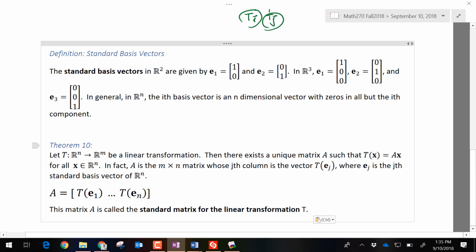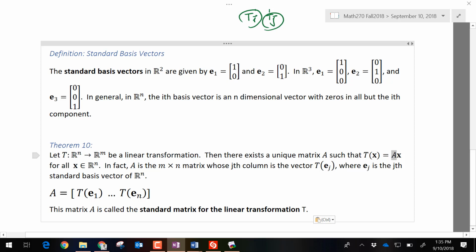So if you have your standard basis vectors and you have a transformation, then there exists a unique matrix A such that the transformation T can be represented by A. And instead of saying the T of your X vector that you're putting in as an input, you're going to say the A times the X vector that you're putting as an input.